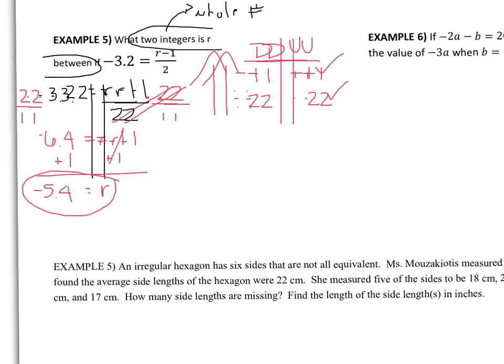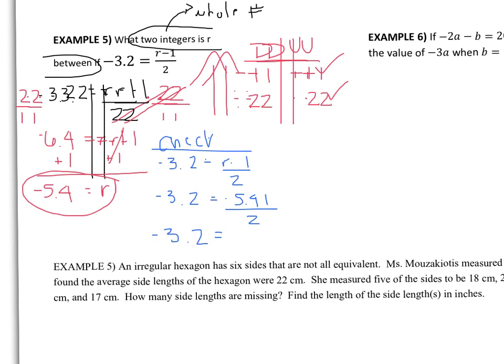Now we're not done with this question. Remember, we circled up at the top what our final question was. Before we answer that, let's quickly check our answer. That's one of the most important parts because we want to make sure we get the right answer. So my original equation was negative 3.2 equals (r minus 1) over 2. So I'm going to check by putting in negative 5.4 for r. If we put that into our calculators, or do that by hand, we're going to get that negative 3.2 equals negative 3.2. That's correct.